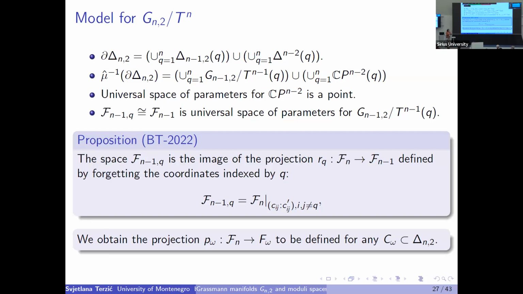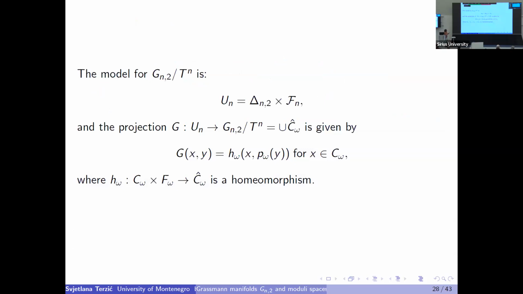For a chamber C omega sitting inside delta n2, I already defined it. For a chamber which sits on the boundary of delta n2, I first project Fn to Fn minus 1 q, and then inductively I have a projection from Fn minus 1 q to F omega for that chamber C omega. So altogether, I have described everything.